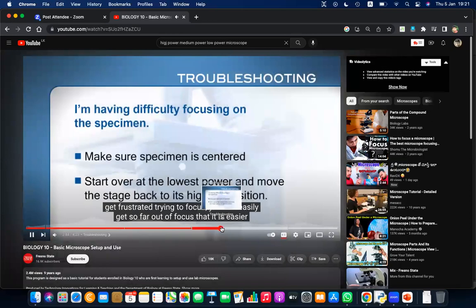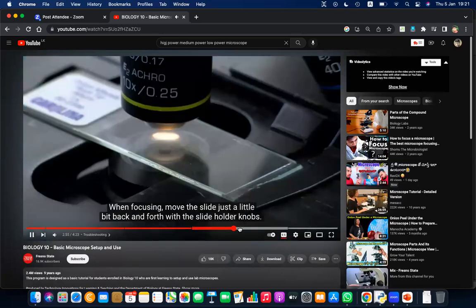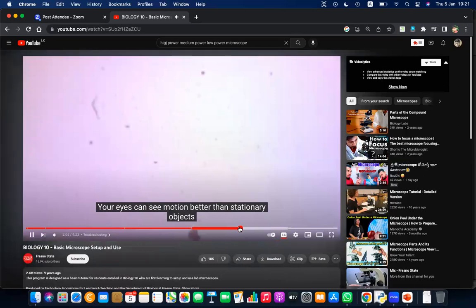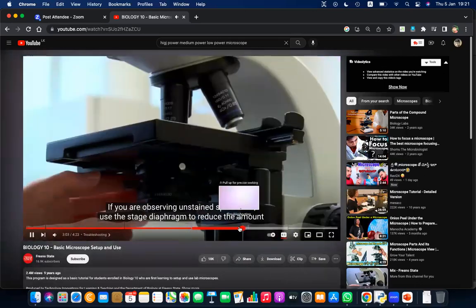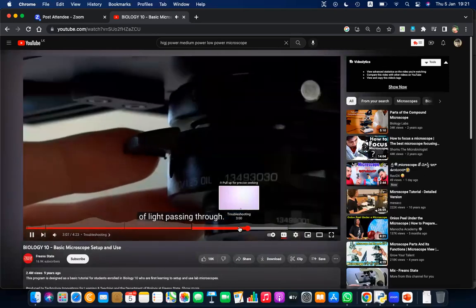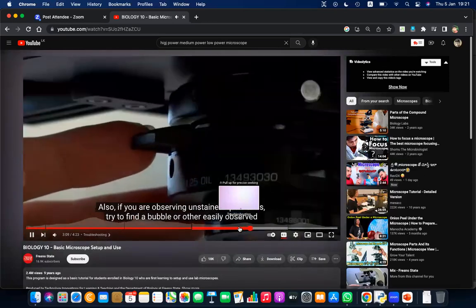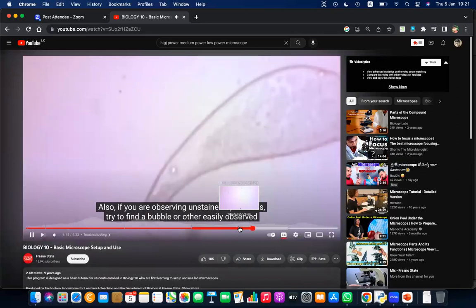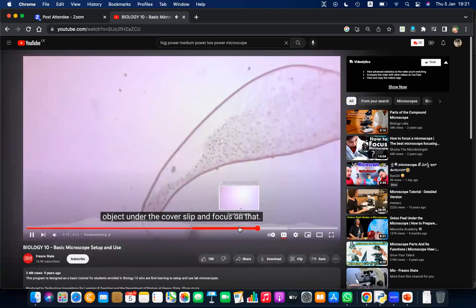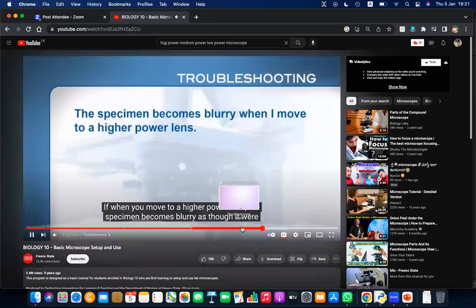If you get frustrated trying to focus, you can easily get so far out of focus that it's easier to start over. You should only need to do minor adjustments at each magnification, a little bit back and forth with stationary objects. If you are observing unstained specimens, use the stage diaphragm to reduce the amount of light passing through. Also, try to find a bubble or other easily observed object under the cover slip and focus on that.